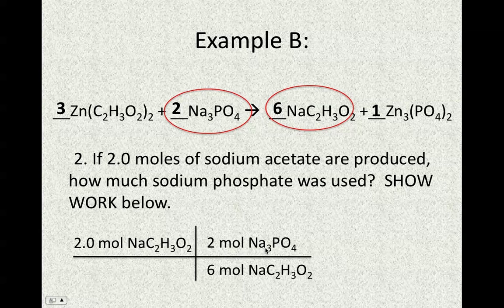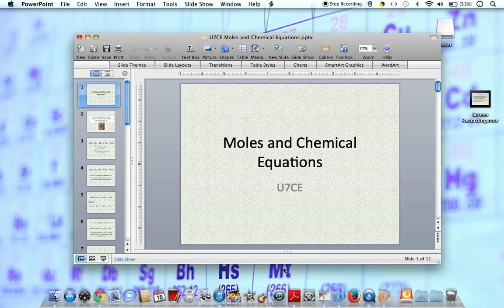So by multiplying across the top, dividing by the bottom, 4 divided by 6, we get 0.66 moles of sodium phosphate. And again, it is as simple as that. Again, tomorrow we're going to practice just this skill, but then on Tuesday we are going to move on and work on applying this to an even bigger problem.